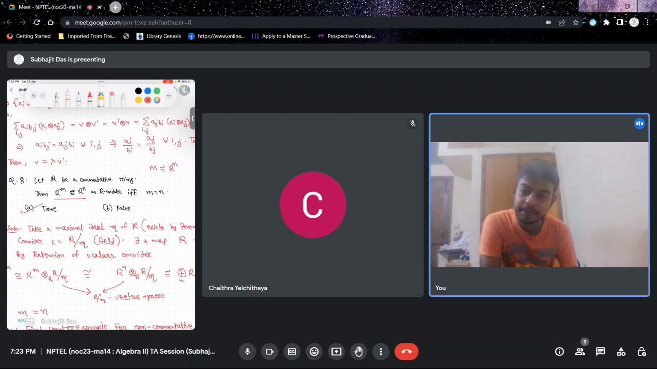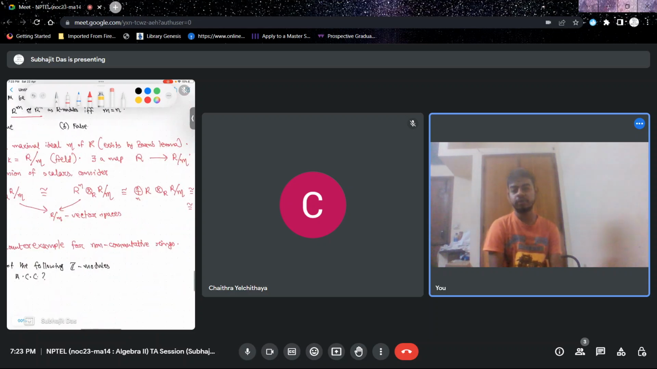And also assume M has a basis with m elements, that would mean this is isomorphic to R^m as R modules. And we just saw that R^m and R^n being isomorphic implies m equals n. So what this means is that any two bases of a free module over R have the same cardinality. This is true for commutative rings, but not true for non-commutative rings. This is what I am asking you to find out.